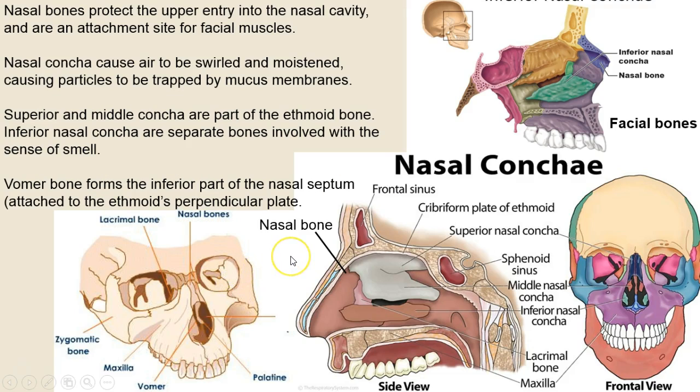Nasal bones. Okay, so don't get lost. I know this is a lot. Let's look at the nasal concha, because they're the ones that are going to swirl air around. There's the inferior, which is going to be low, far to the right. We have the middle, and we have the superior. Now, the inferior is separate from these two because it's involved with the sense of smell.